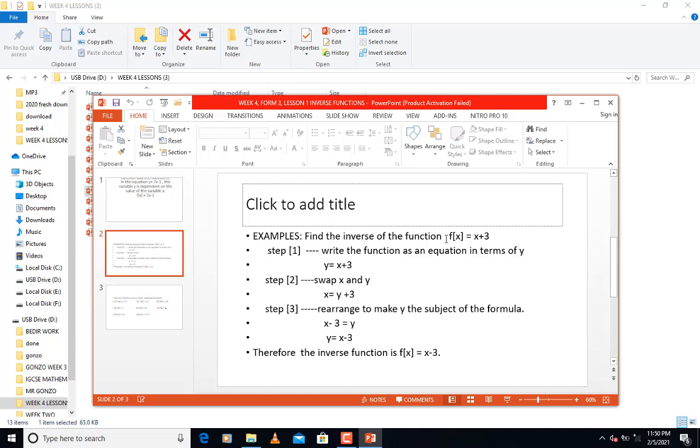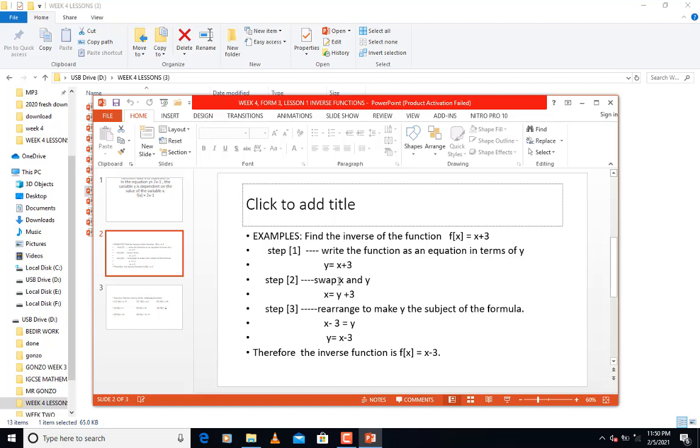I have 3 steps which you have to remember and follow. Step number 1, write the function as an equation in terms of y. So you remove this f of x and put y, then rewrite it as y equals x plus 3. That is step number 1. Then step number 2, swap x and y.